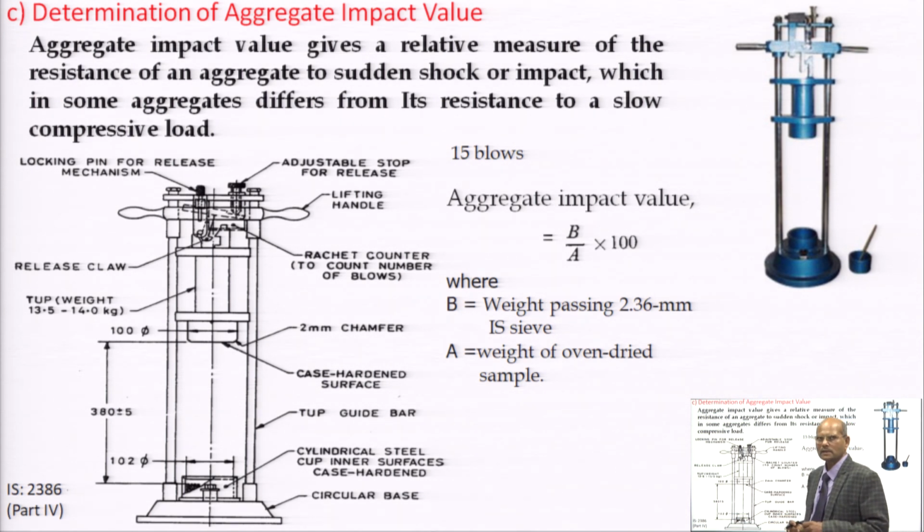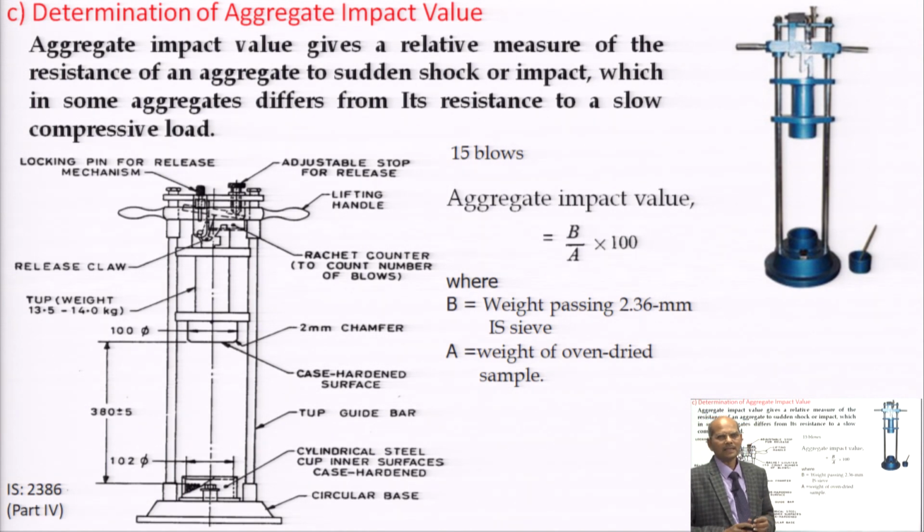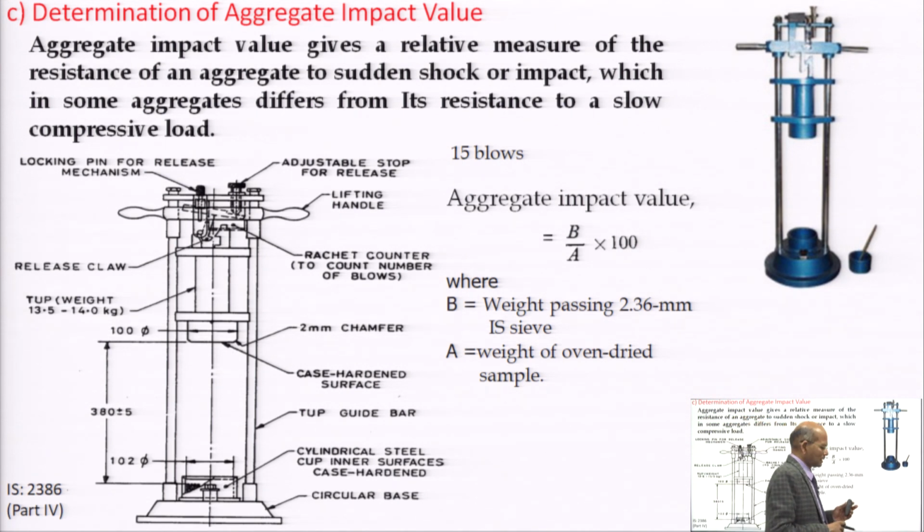Why is it important? Because we may not get the same proper crushing value when the aggregate is subjected to dynamic loading. Aggregate impact value gives a relative measure of the resistance of an aggregate to sudden shock or impact, which in some aggregates differs from its resistance to a slow compressive load. For that we have an apparatus, shown in this diagram, and it is given in IS 2386 part 4.